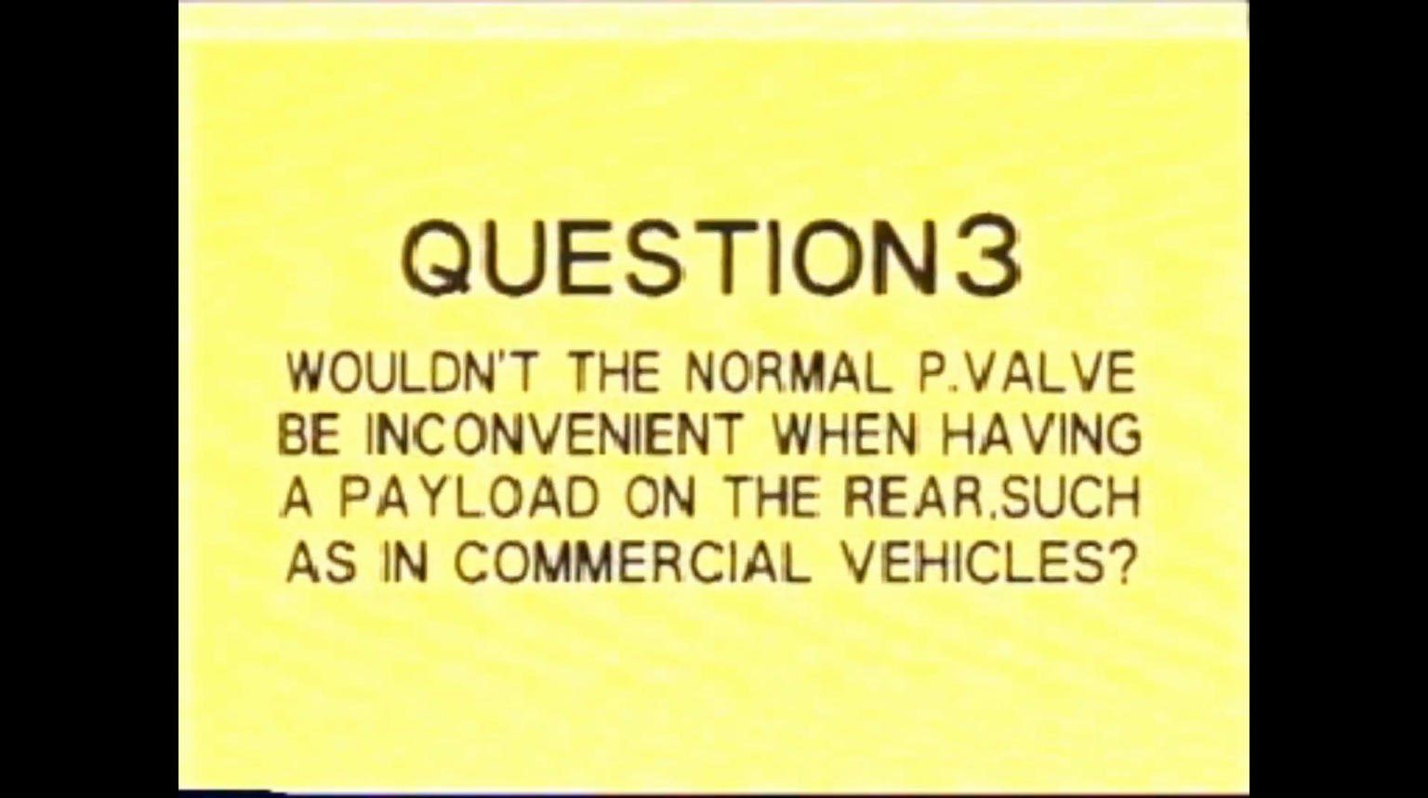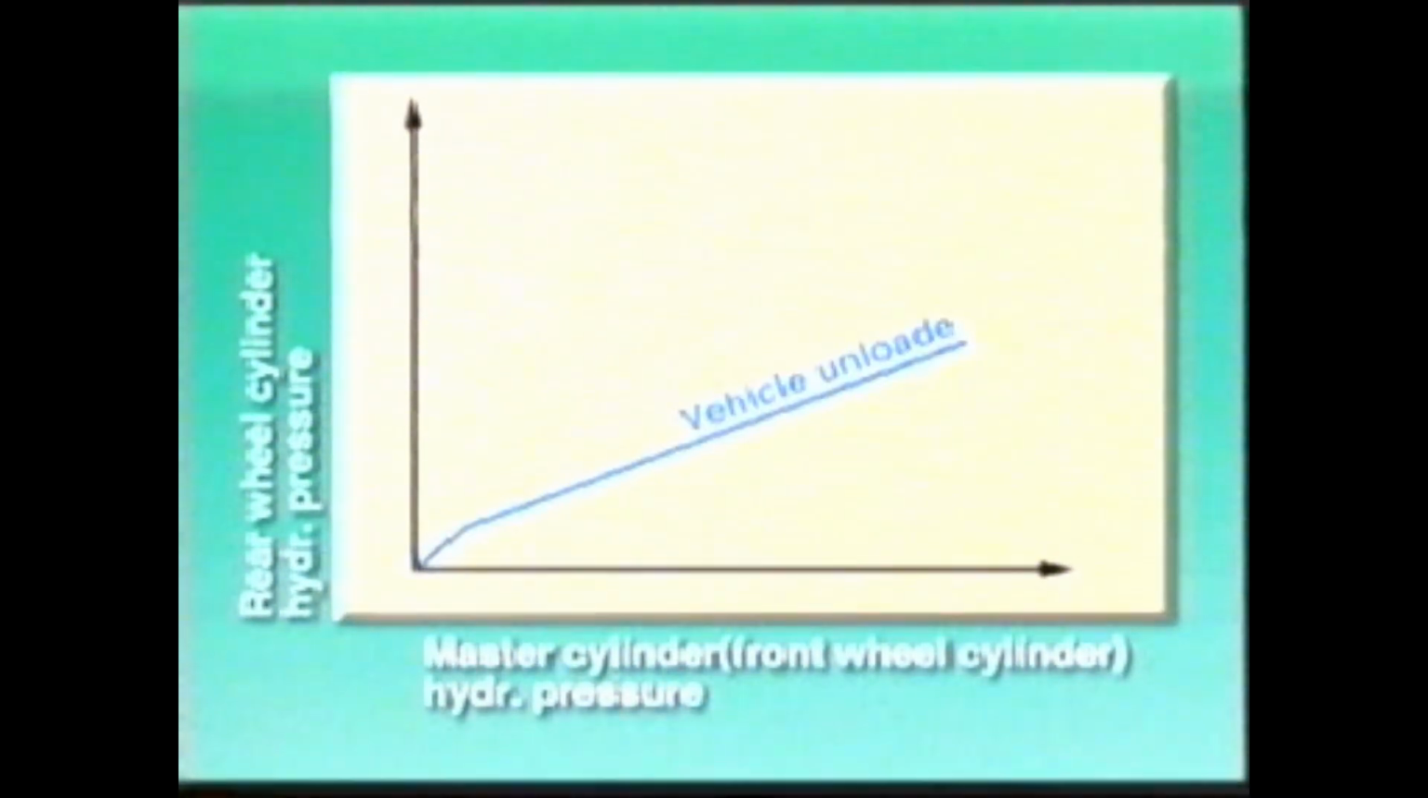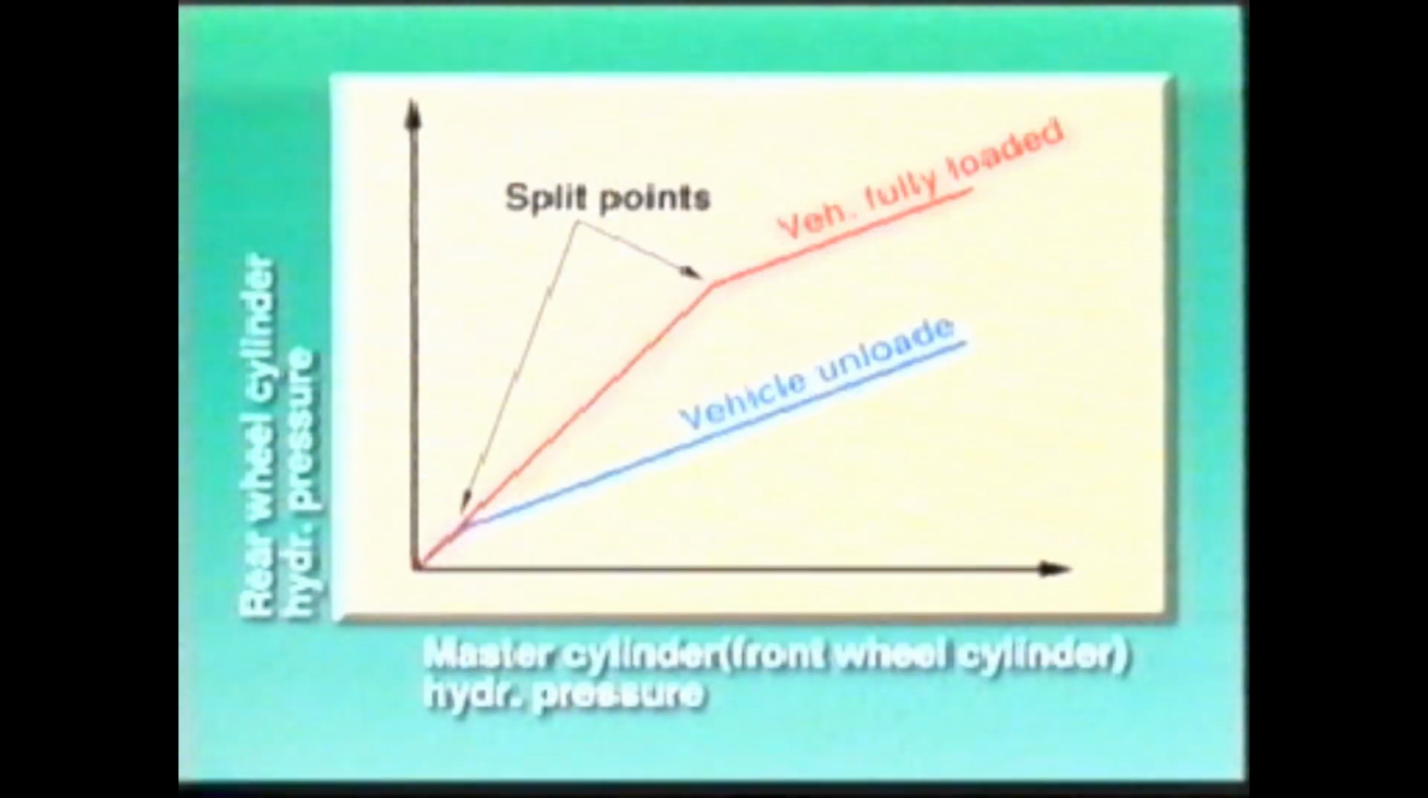Wouldn't the normal P valve be inconvenient when having a payload on the rear, such as in commercial vehicles? That's right. When the vehicle is loaded, a large load acts on the rear wheels. This necessitates increasing the hydraulic pressure to the rear wheel cylinder. The LSPV is designed to have such regulating functions.